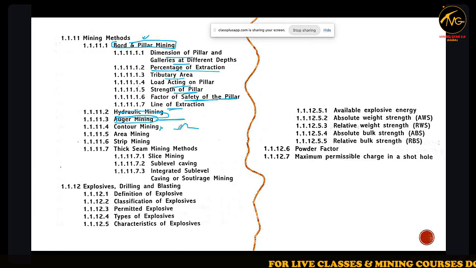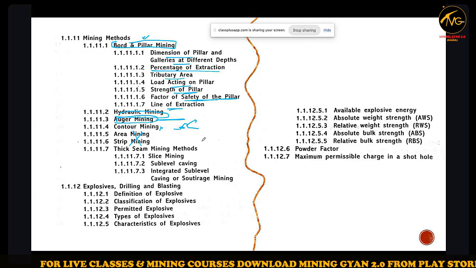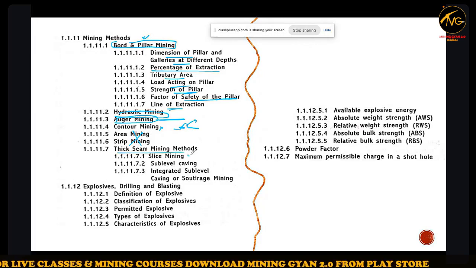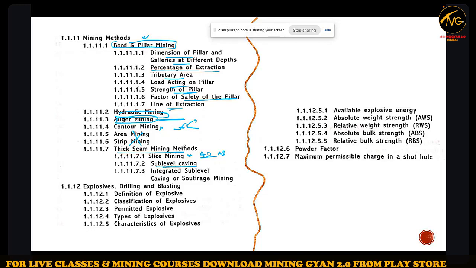Contour mining we have not seen. We have just discussed that this is used in high hill areas, if there is an outcrop of the coal. Area mining I have not discussed. You should read if you think it is important. Then we have seen the thick seam mining method, slice method, ascending, descending. Then sub-level caving, then integrated sub-level caving.